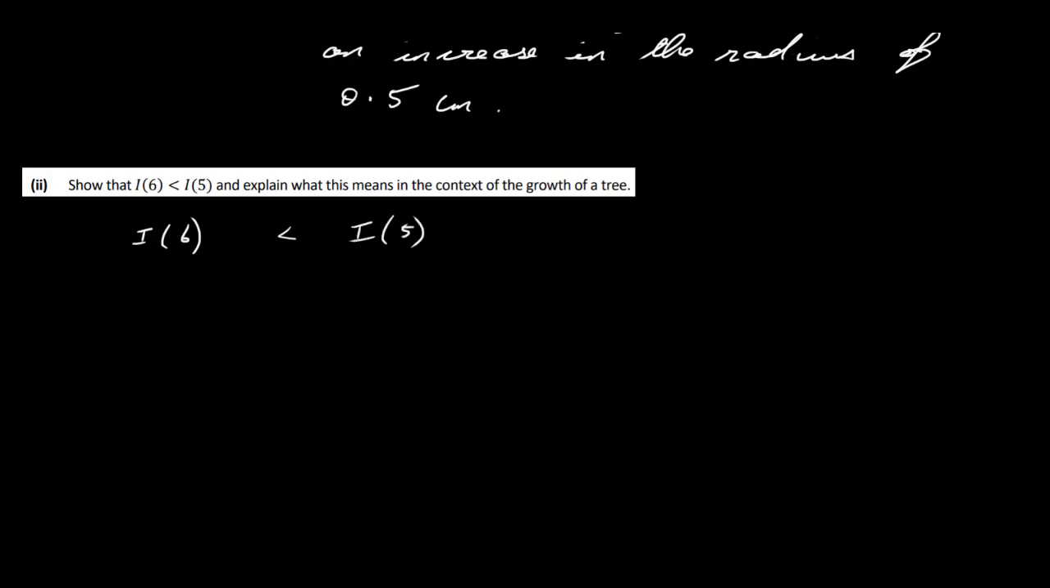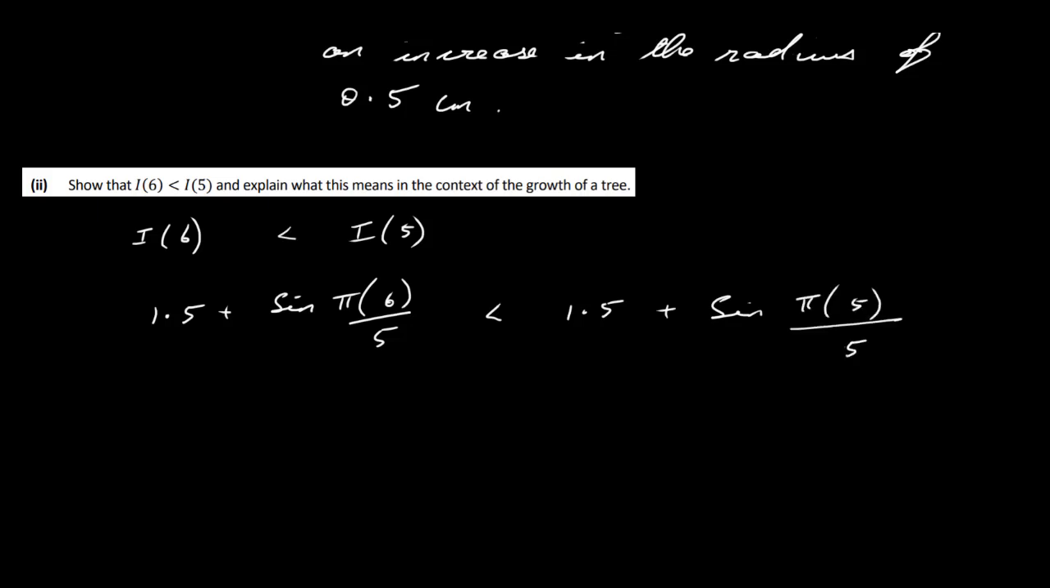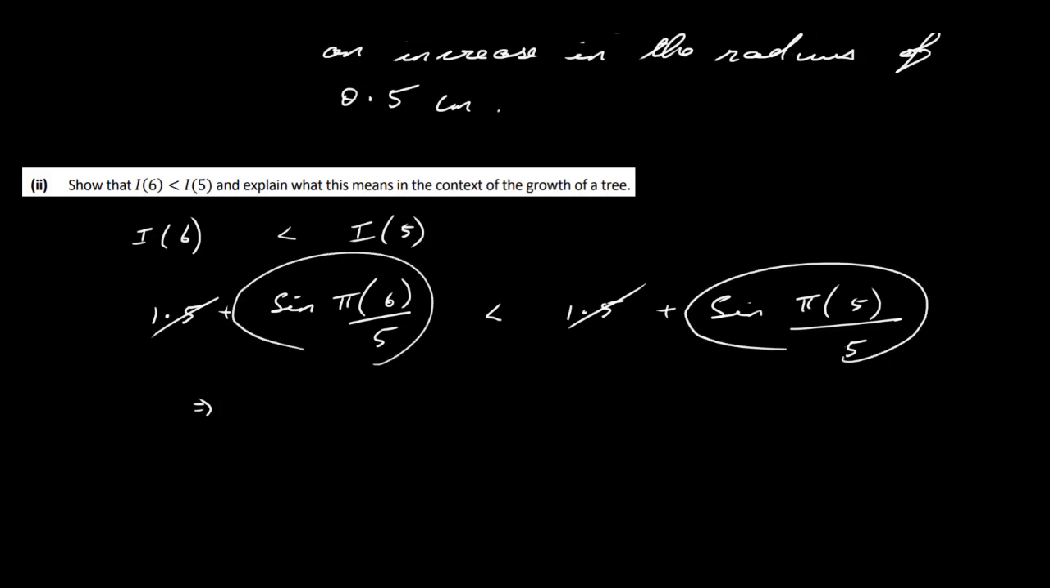So really what we just got to do is use our formula. So it's going to be 1.5 plus sine pi times 6 over 5, and we got to show that that's less than 1.5 plus sine pi times 5 over 5. So what you can do here is just subtract 1.5 from both sides, and then you can just work out this, see what you get.